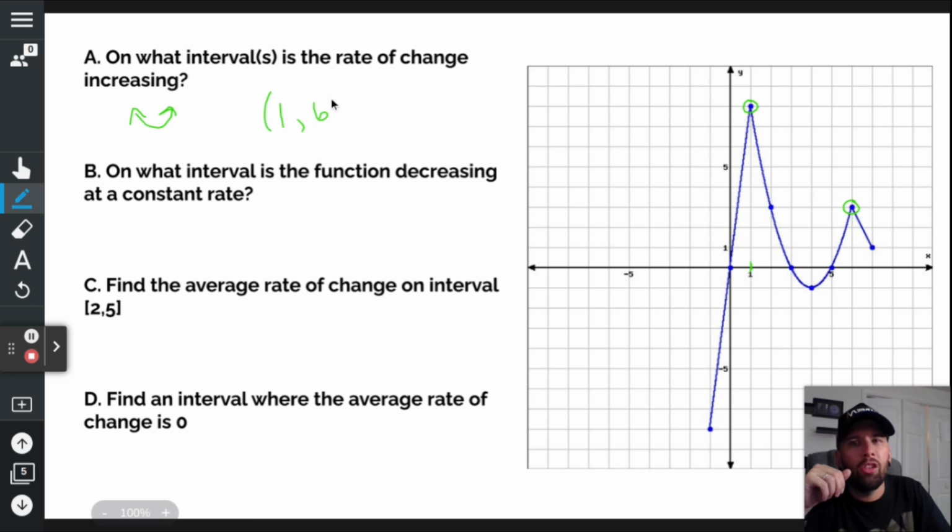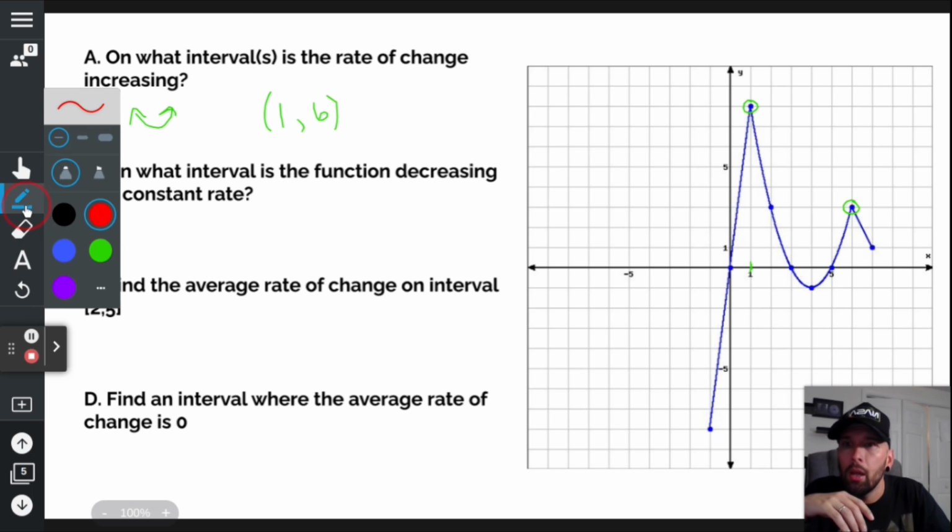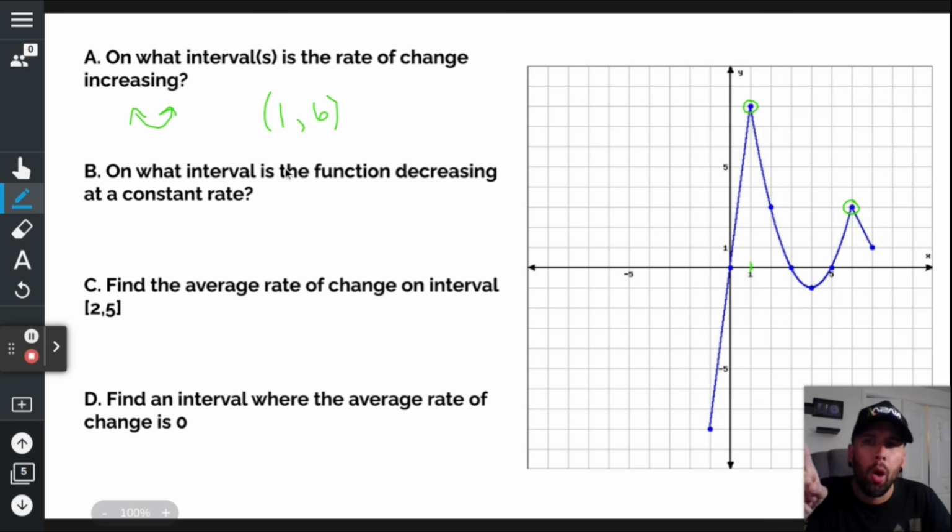And that's the only part on this whole thing that I have concave up. Okay? B, on what interval is the function decreasing at a constant rate? Notice how I said the function is decreasing and not the rate of change is increasing. If my function is decreasing, that means that's happening. So that interval takes place between 6 and 7. So we're going to say the interval 6 and 7.